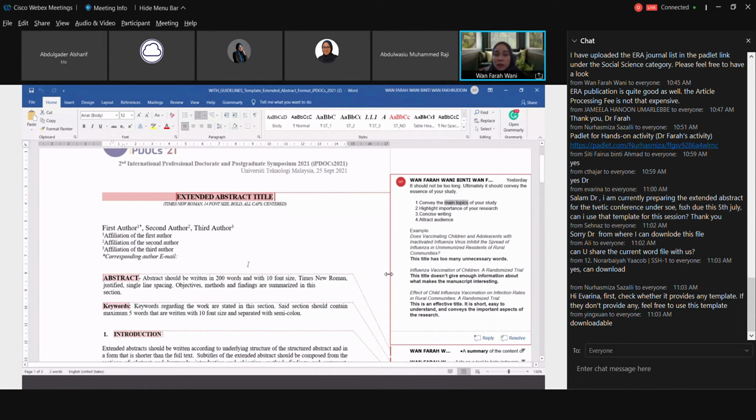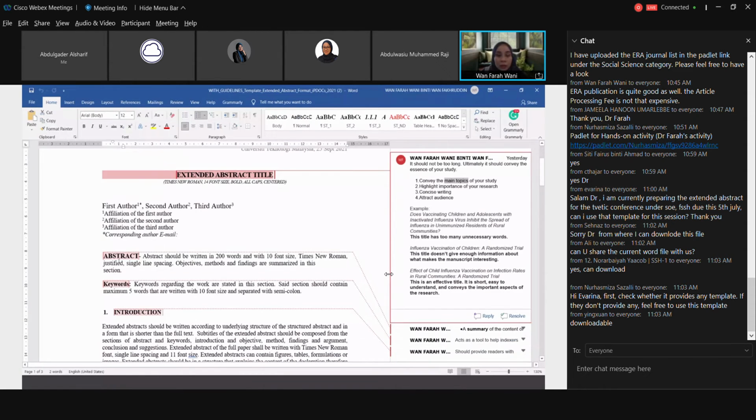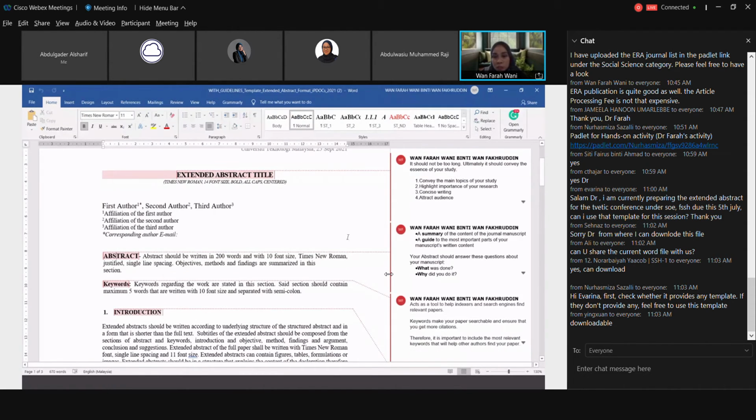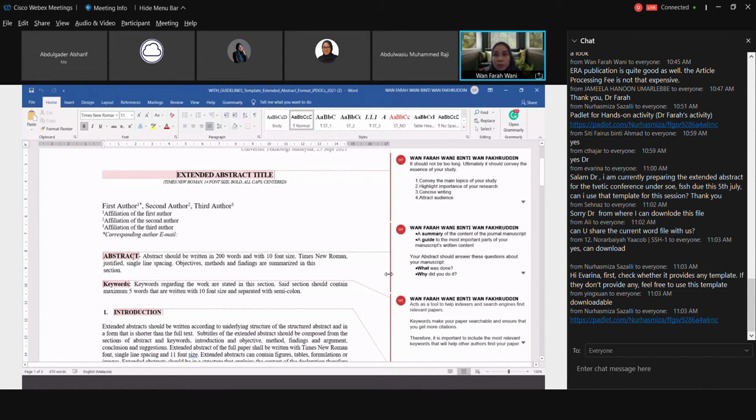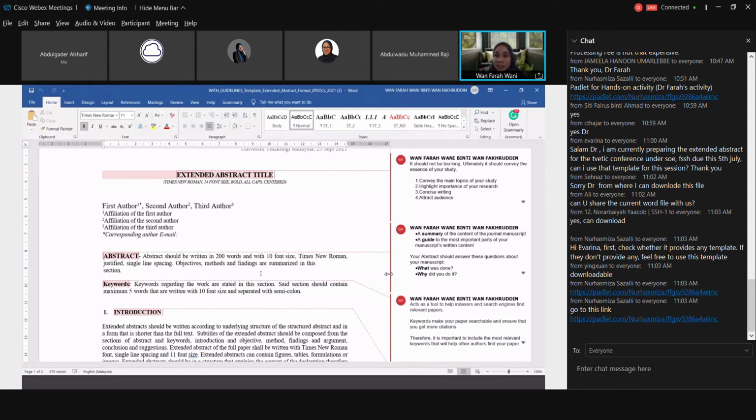So go to the Padlet link and go to the first column and download the file. You should be getting the same as what you're seeing now on my screen, right? So under abstract, remember I said the abstract is the first one you see, but the last one you write.